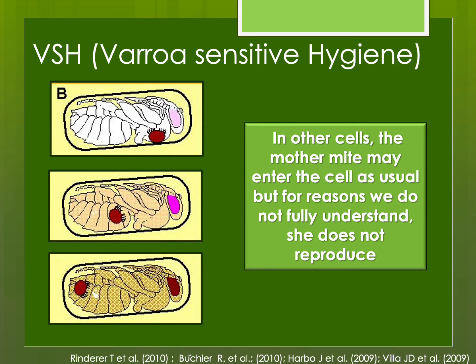In other cells, the mother mite might enter the cell, but for reasons we don't understand, she just doesn't reproduce. So even if the mother mite is not killed, the fact that she's not as successful at reproducing can be helpful to allow the bees to control the mite population, maybe through other behaviors like allogrooming and some of the things that are not successful by themselves, but combined with this can help them keep the mite population under control.